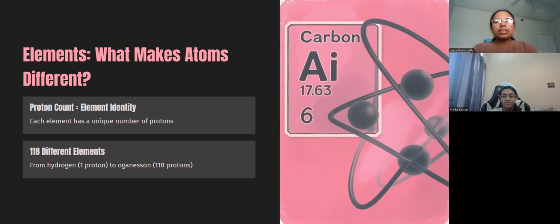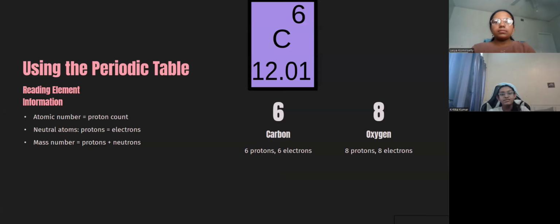So as you can see, we have different numbers of protons for each of these elements. And just remember that the proton count is equal to the element identity number, which is also known as the atomic number.